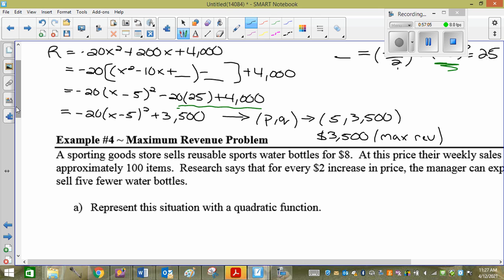Yes, Anna. Wouldn't it be negative 20 times negative 25? Because there's a minus 25 on the end. Yes. So now we have a positive. So what's our end value? 4,500. Perfect. So now we have plus 4,500.